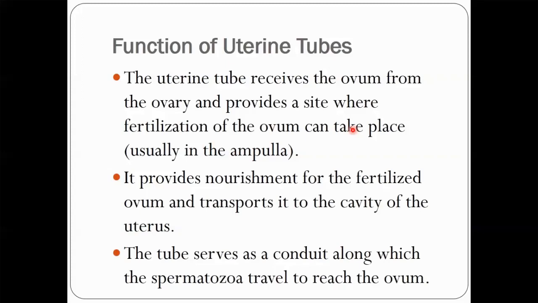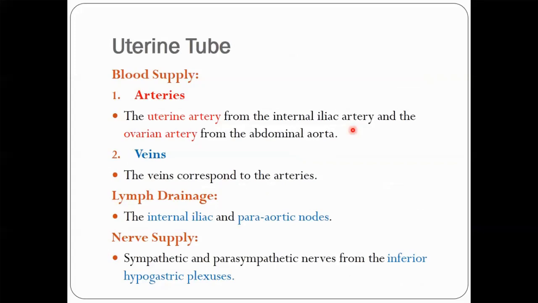transmission or passage of the mature oocyte from the ovary into the uterine tube, provides a site for fertilization of the ovum, which is the ampulla, provides nourishment for the oocyte and for the sperms, and transport of the sperms to the ovum present in the ampulla.